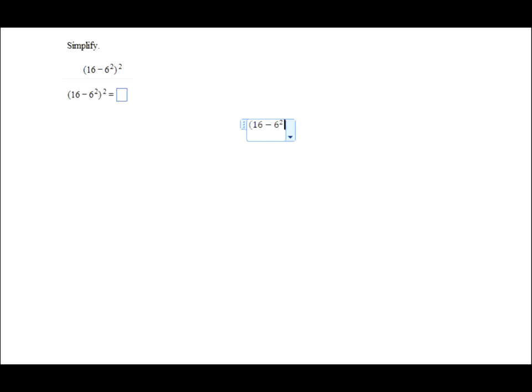In this particular problem, we are asked to simplify using order of operations. So I've retyped the problem here: 16 minus 6 squared, and then we're going to square that result.